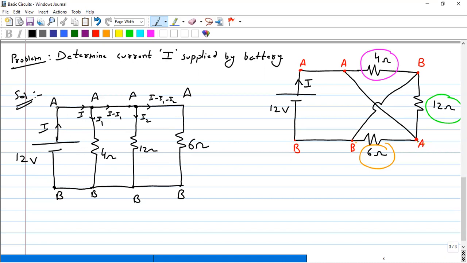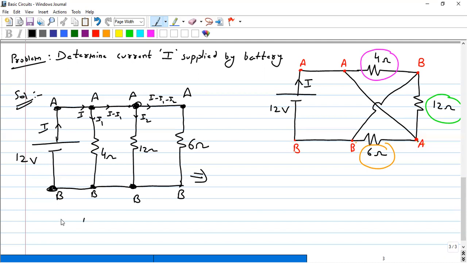So all these three resistances will also have the same voltage drop of 12 volts. Because where is 12 volts? It is between point A and point B. The voltage drop is 12 volts. This is also point A. This is also point B. Therefore, obviously, voltage drop here is 12 volts. This is also point A, this is also point B, voltage drop is 12 volts. This is point A, this is point B, voltage drop is 12 volts. Therefore, all these resistances are in parallel.